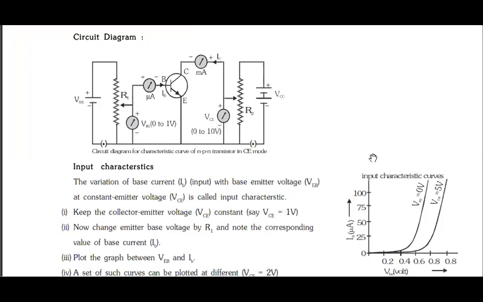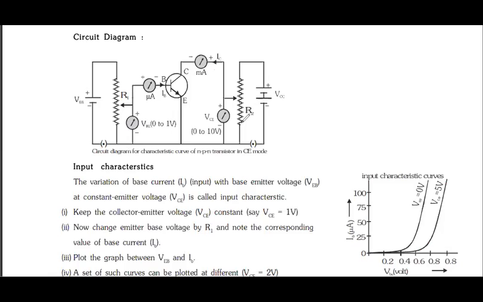Don't you think that this input characteristic is just your forward biased characteristic? This is the same as the forward biased diode characteristic. As the input voltage increases, after 0.7, the current will start flowing, same as forward biased. And the base current will be very small. Very good. So I hope all of you understood about input characteristic.